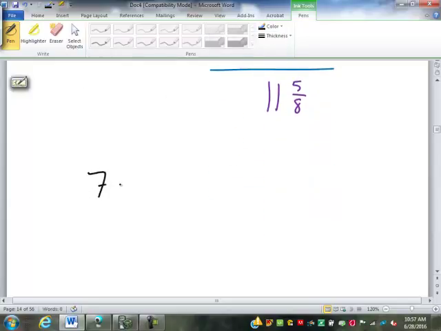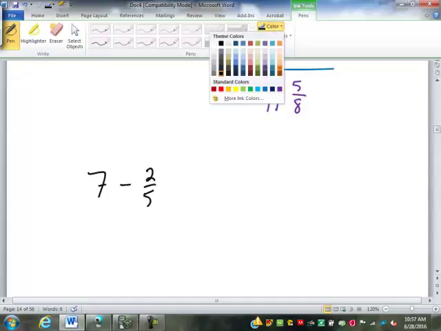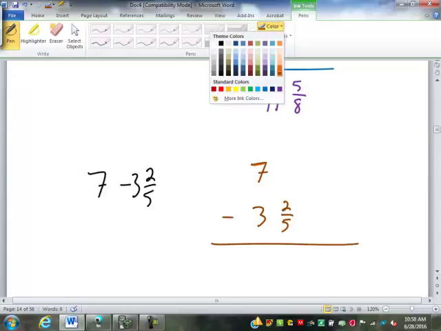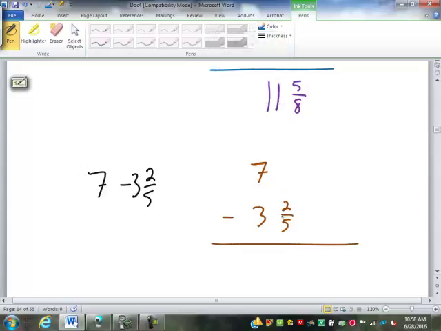Let's say I have 7 minus... or sorry, not 2/5. Let's do 3 2/5. So I have 7 here, my 3 2/5. When I go to subtract here, I have to have something to take that 2/5 away from. So that's why I do have to think of this as being like a 0/5.